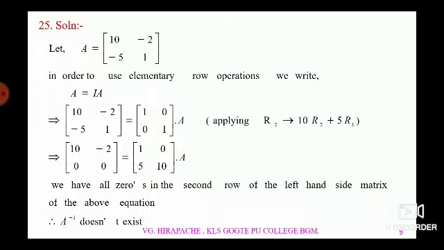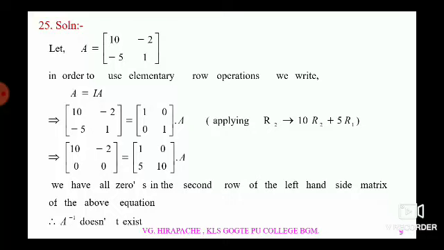Question number 25. This is a solved example in the textbook, page number 96. Let capital A be the matrix with first row 10, minus 2 and second row minus 5, 1. In order to use the elementary row operations, once again we write A = IA, and this time the matrix A, of second order, containing the elements 10, minus 2, minus 5, 1, is equal to the right hand side elements 1, 0, 0, 1 into matrix A.